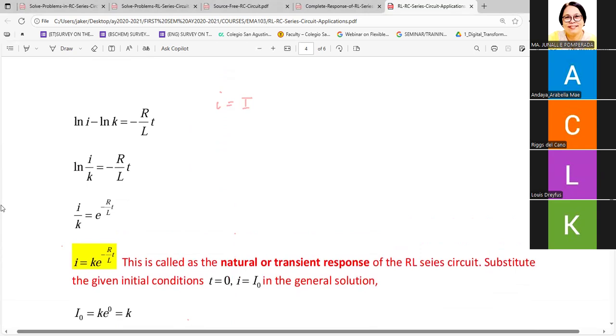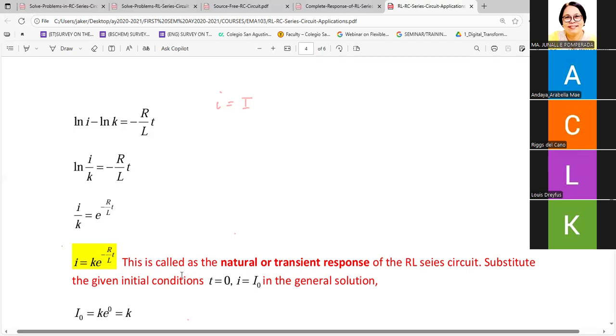And then, using the properties of ln, since we have subtraction here, this will now be ln of I over K, and that is equal to negative R over L times time. Now, if we make the left side and the right side of this equation the exponent of e, we get rid of the ln here, and the right side becomes e raised to negative R over L times the time. So if we simplify further, cross multiplying the K on the right side, your I is equal to K e raised to negative R over L times the time.